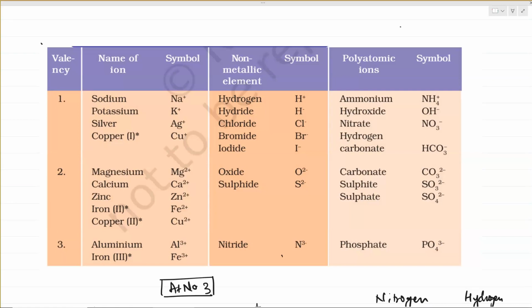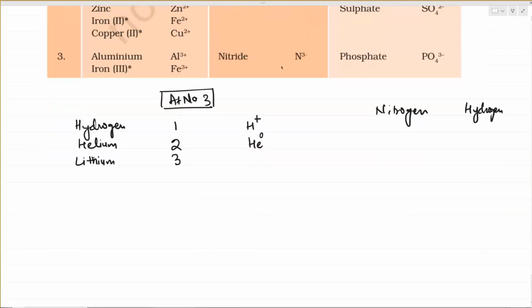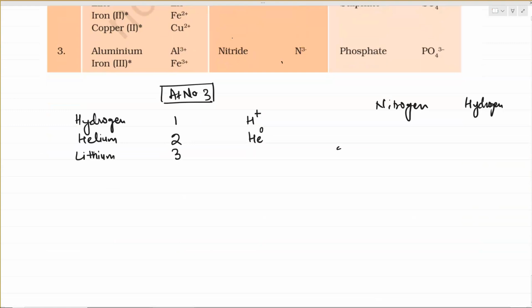So this is lithium. Lithium has electronic configuration 2, 1, atomic number 3. So it will donate 1 electron, so the valency of lithium is +1 because it donates 1. Now we have beryllium. Beryllium has atomic number 4 and electronic configuration 2, 2. So it will donate 2 electrons in order to attain the stable electronic configuration of helium. When it donates 2 electrons, it acquires a charge of +2.